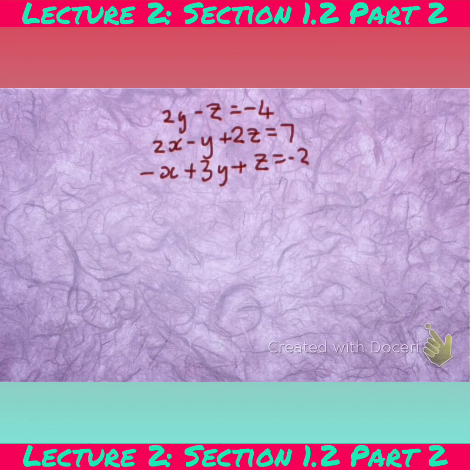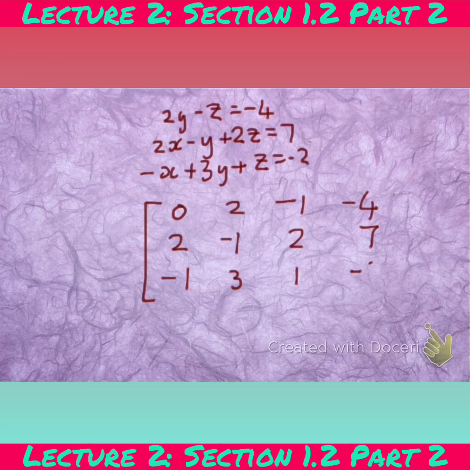Right, so the next example, we set up the augmented matrix very quickly. That's going to be a 0, 2, minus 1. Okay, it's going to be a 2, minus 1, 2, 7. It's going to be a minus 1, 3, 1, and minus 2.